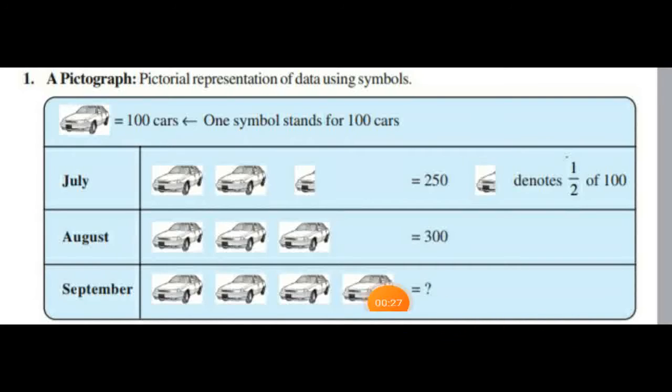Suppose in July there are two full pictures of cars and one half picture. It means the half picture denotes half of 100, that is 50. So the first picture shows 100, the second picture shows 100, and the half picture shows 50. So it is 100 plus 100 plus 50, which gives you 250. Now in August there are three full pictures, that shows 300, and in September there are four full pictures of cars, that shows 400.